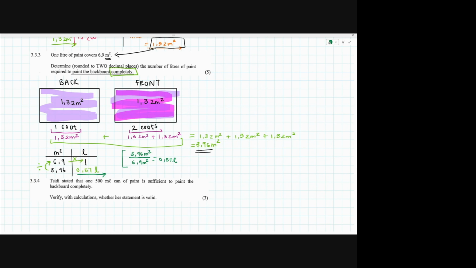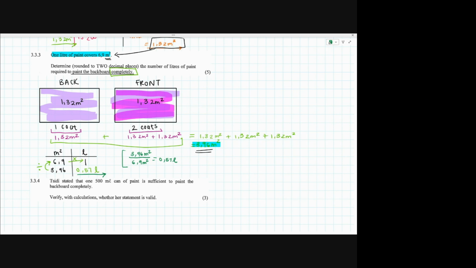All right. But again, think back logically, and Atia, I do see your hand. What you want to cover is 3,96 meters squared. 1 liter covers 6,9. 1 liter covers a lot more than what you need to paint. So it should be less than 1 liter that you are needing for the painting of your backboard. Atia?